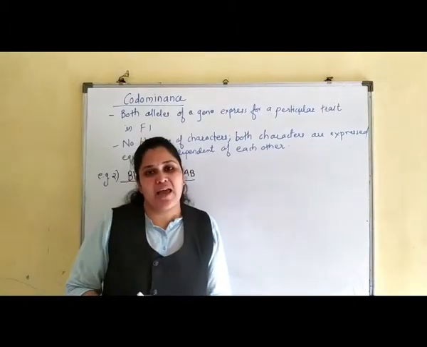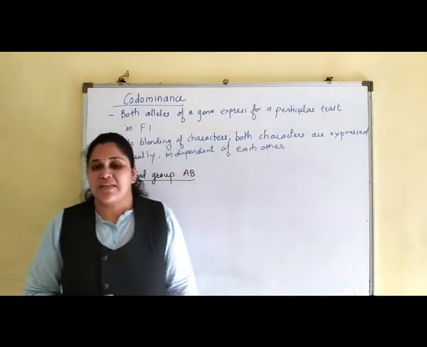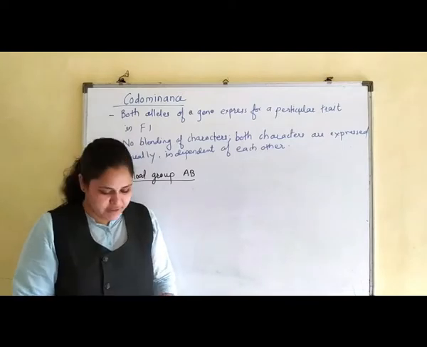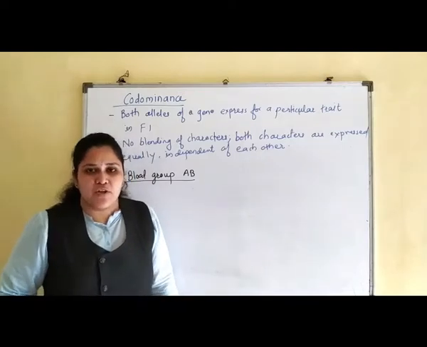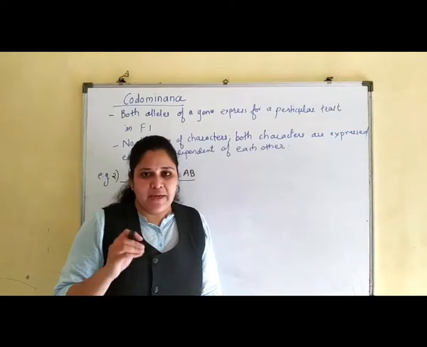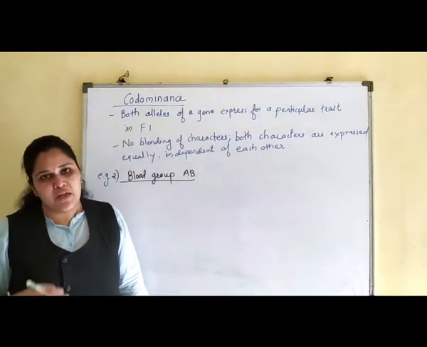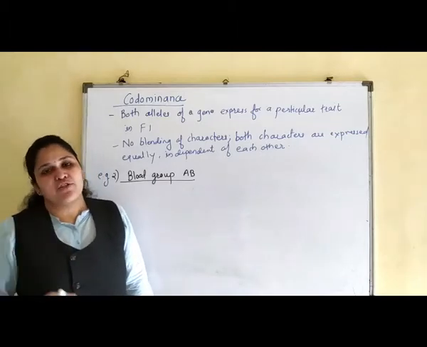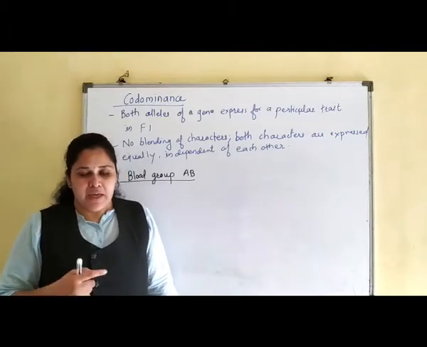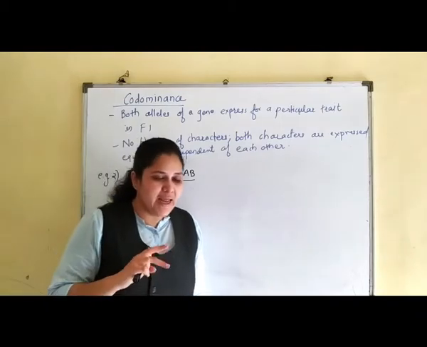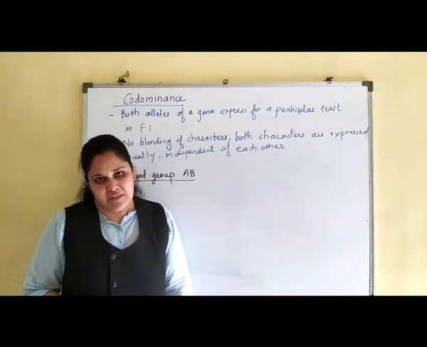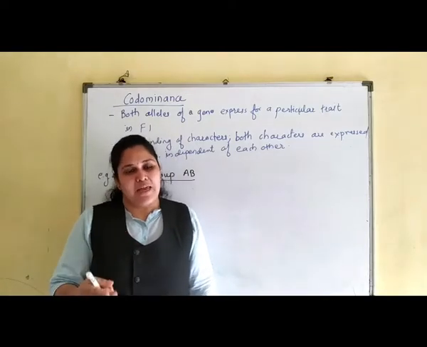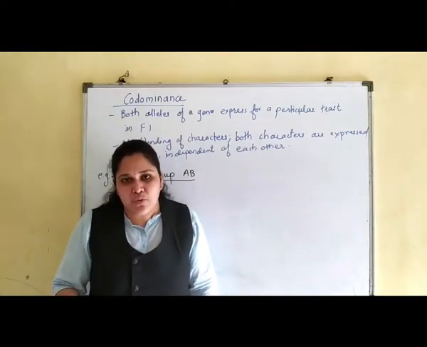This gene I has 3 alleles, which itself is an example of multiple allelism that we are going to study afterwards. So in case of blood group AB, we know that the IA allele is dominant, the IB allele is also dominant, whereas small i is recessive. In individuals who have IA and IB alleles, IA being dominant expresses, and IB, also being dominant, also expresses.